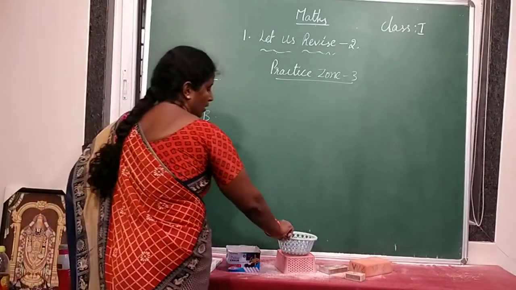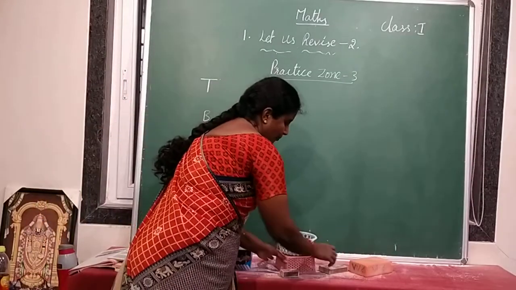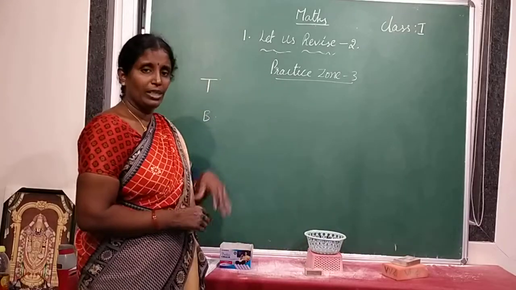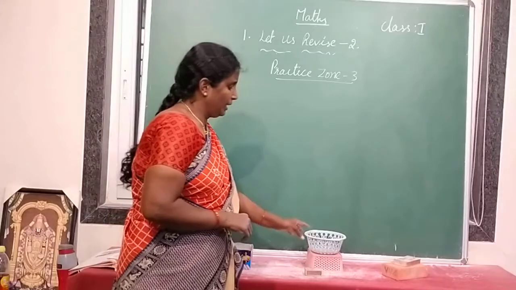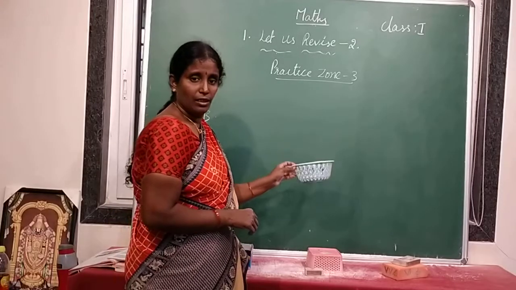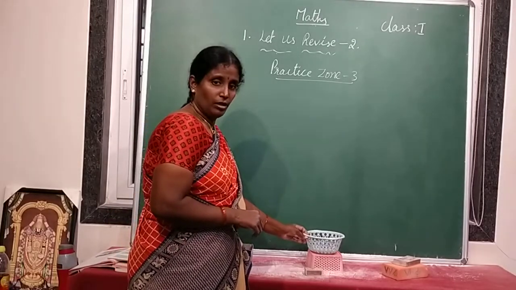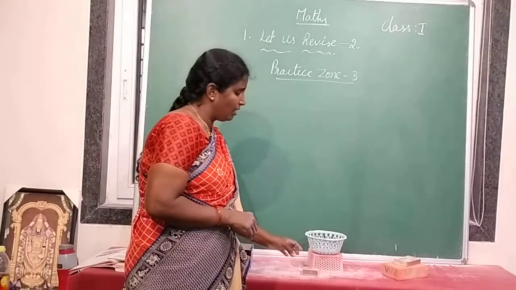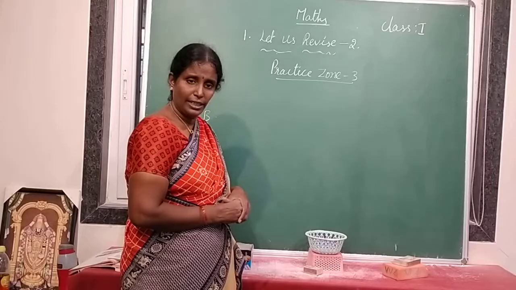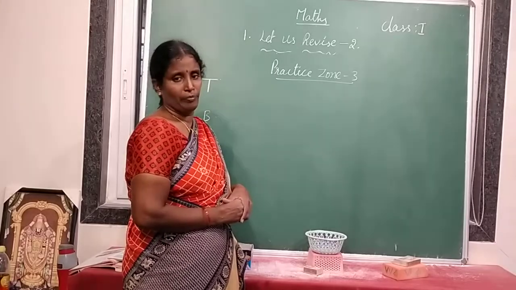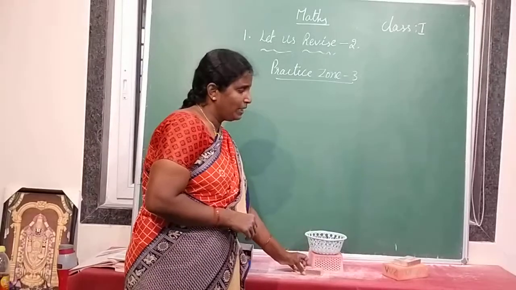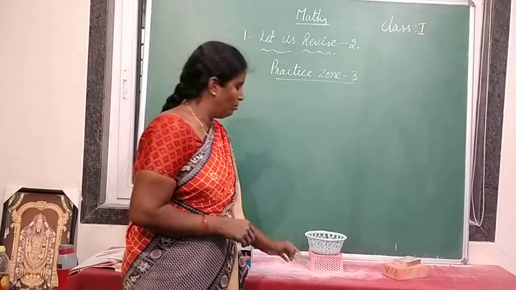Like this. So now say, which is on the top? Yes, the basket is at the top. The basket is at the top and the matchbox is at the bottom. Understood? Basket is at the top and matchbox is at the bottom.